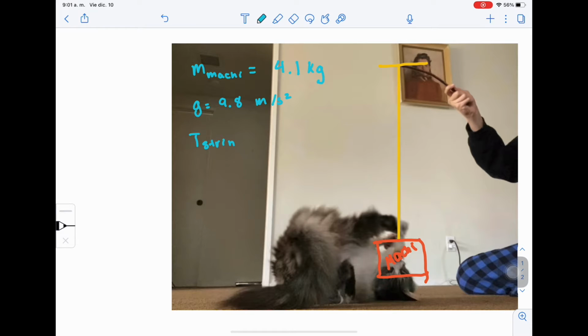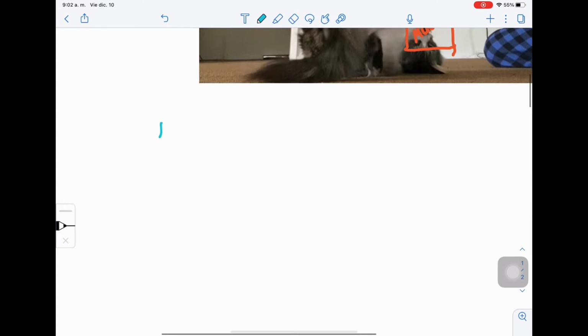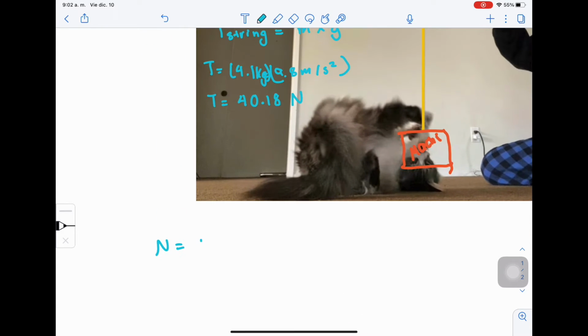If we assume that Machi is using all her mass to pull on the object, the tension will be equal to her mass times gravity. So we multiply her mass of 4.1 kilograms times 9.8 meters per second squared, and we obtain a tension of 40.18 newtons. Now it's important to note that newtons are equal to kilograms times meters divided by seconds squared.